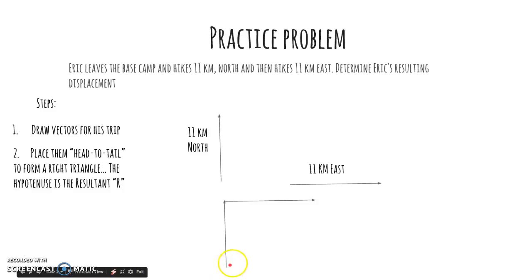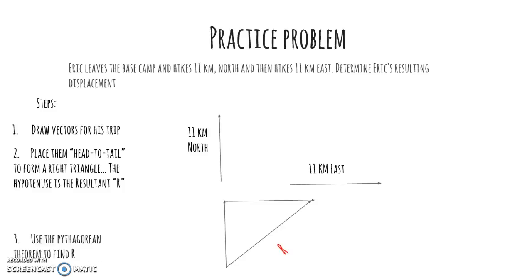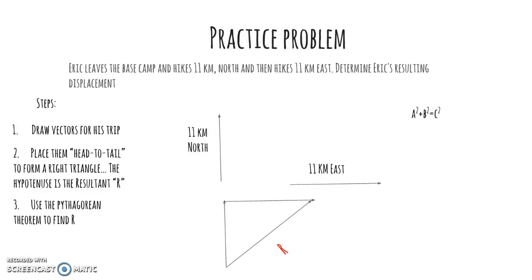Now, you can almost imagine there being that hypotenuse right there, and there it is, and that is your resultant R. Now, you're going to want to use the Pythagorean theorem to find R. The Pythagorean theorem states that a squared plus b squared equals c squared. In simpler terms, the value of side a squared plus the value of side b squared equals the value of side c squared.